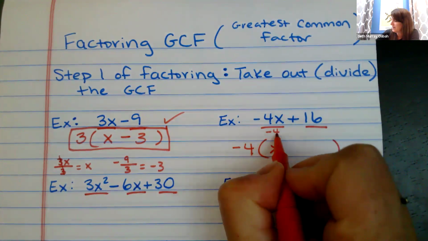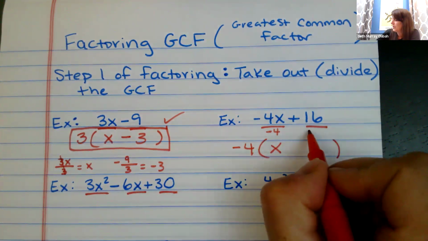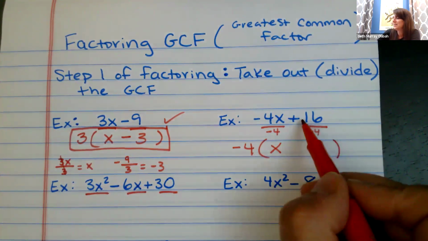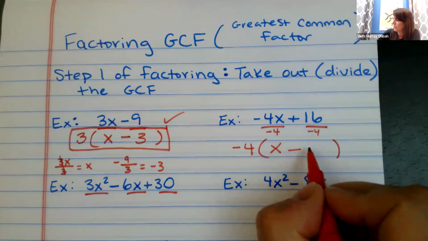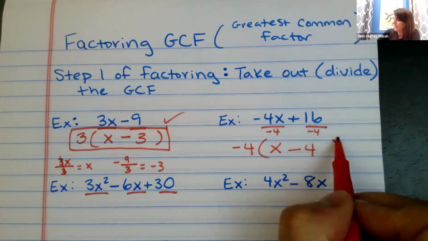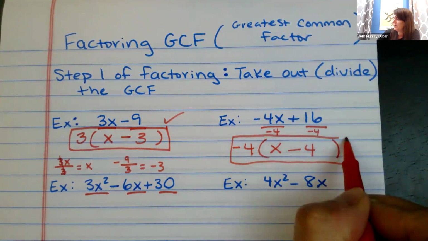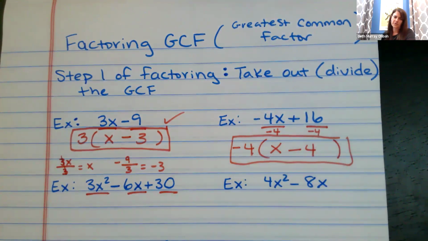So I really just did this, and now I'm going to do this. A +16 divided by a -4 is -4. Again, you can distribute and see if that works.